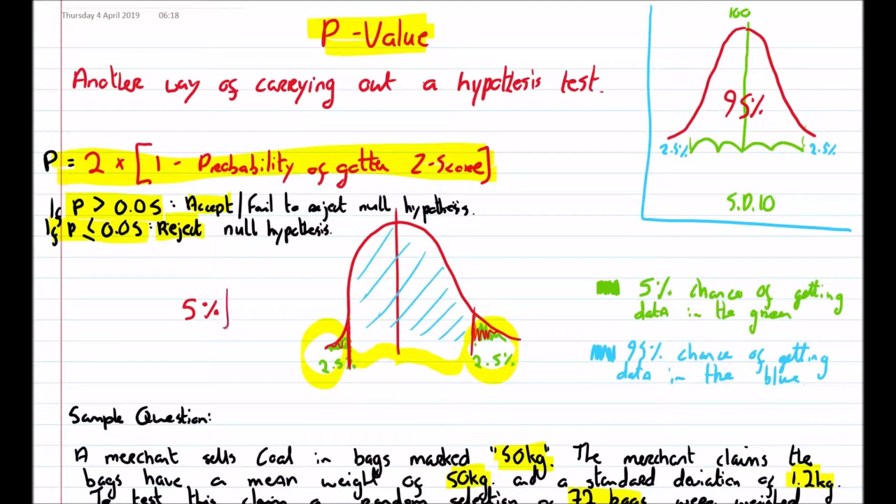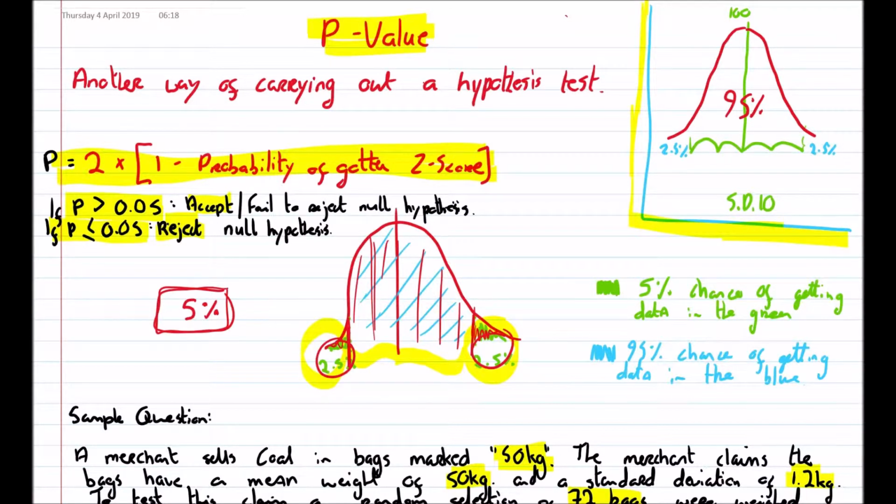That means if I was to take samples of stuff, only 5% of my samples within that normal distribution would lie out here. Okay, all the rest would lie in here. Right, we can use that to our benefit. Let's have a look at this question here.